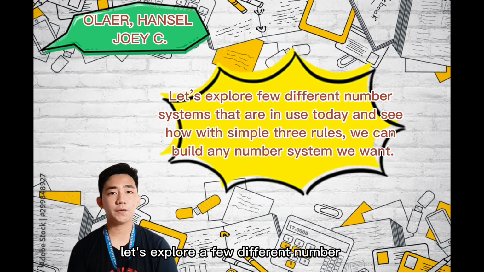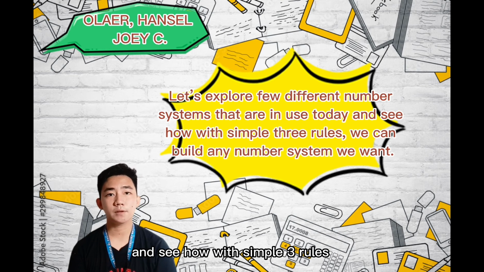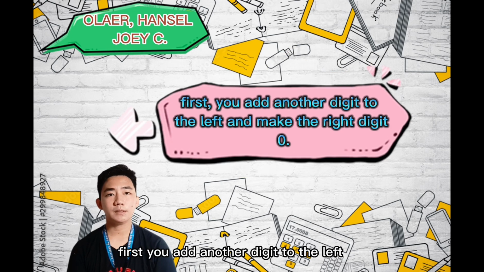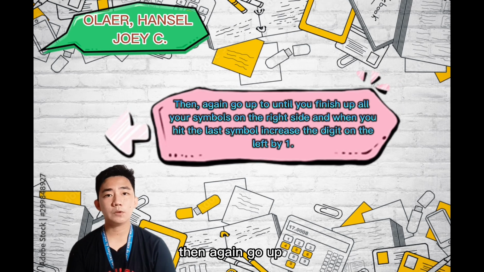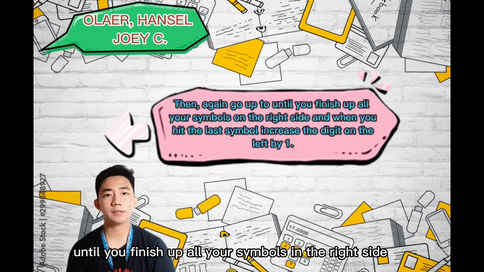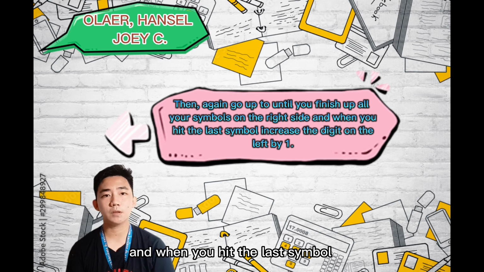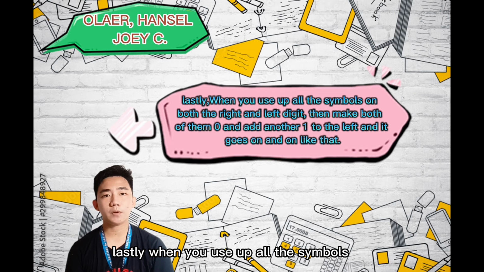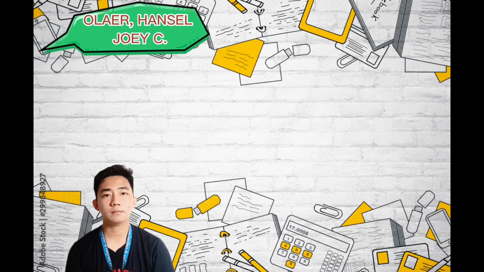Let's explore a few different number systems that are in use today and see how, with 3 simple rules, we can build any number system we want. First, you add another digit to the left and make the right digit 0. Then again, go up until you use up all your symbols on the right side, and when you hit the last symbol, increase the digit on the left by 1. Lastly, when you use up all the symbols on both the right and the left digit, make both of them 0 and add another 1 to the left, and it goes on and on like that.